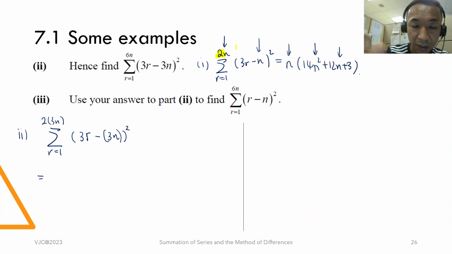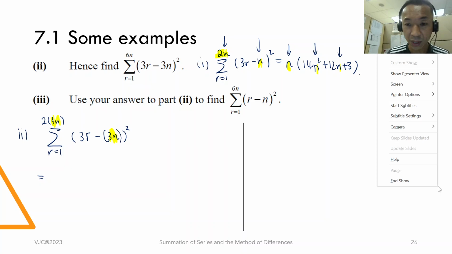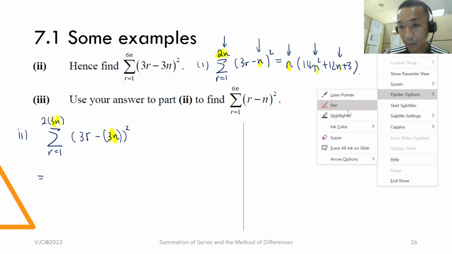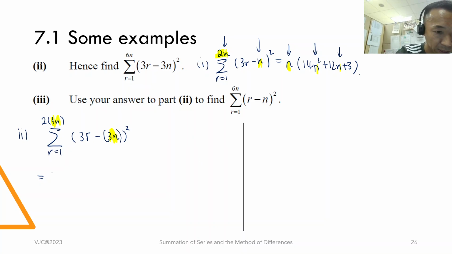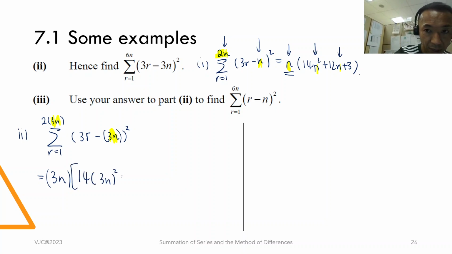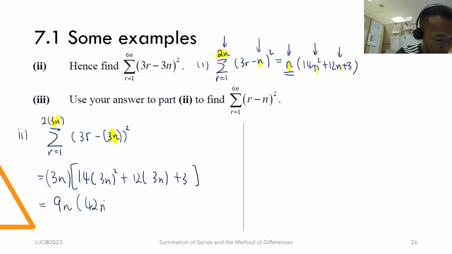Look, this is 2, this is n, n, n, n, n. I change all the n to 3n, 3n. So to get this, I don't think it's difficult. You will replace this n with 3n, yes, then you get 14 times 3n squared plus 12 times 3n plus 3. In the end, you will get a final answer, which is 9n times 42n squared plus 12n plus 1.